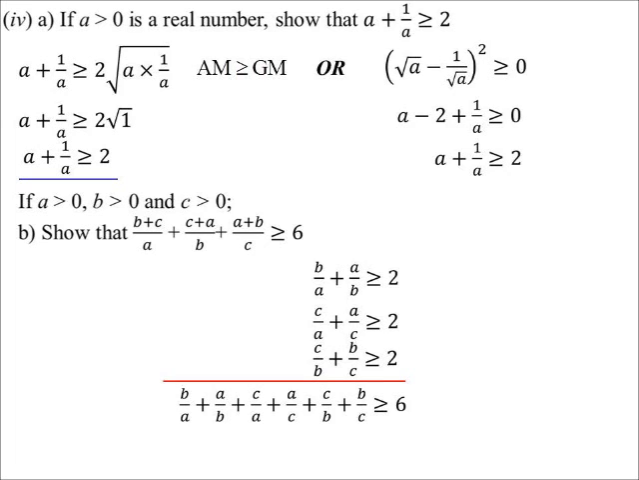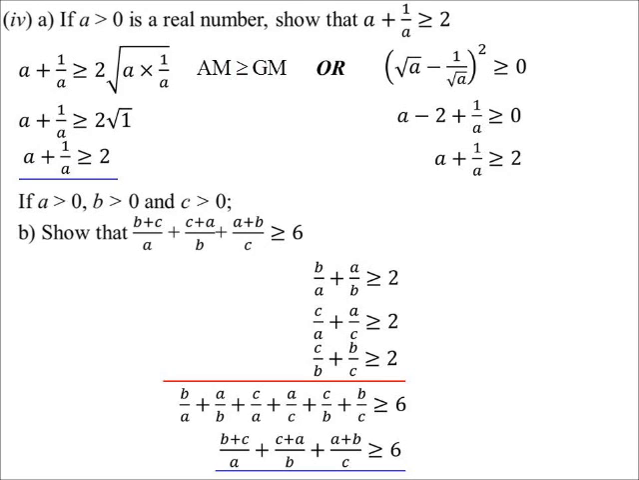Add the 2 things together that have a denominator of A. You have B plus C. Add the 2 things together that have the denominator of B, C plus A. Add the 2 numbers together that have a denominator of C. You've got A plus B. And bingo, you got it.